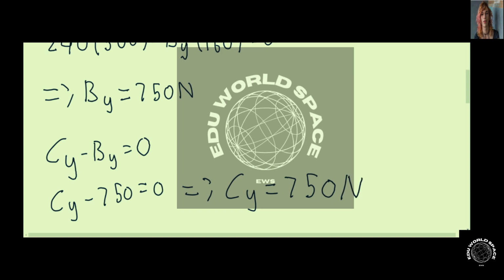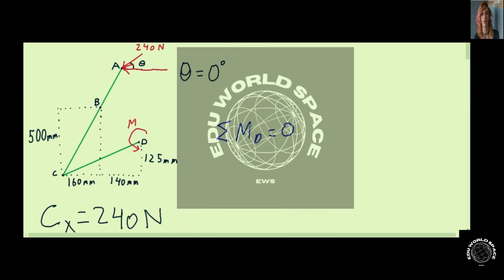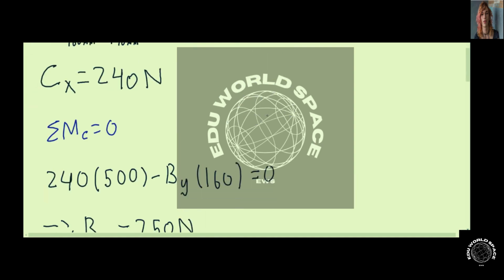And next we're going to use the formula, sum of all moments at point D is equal to 0. And we can write that as M minus C y times 300 plus C x times 125 is equal to 0.